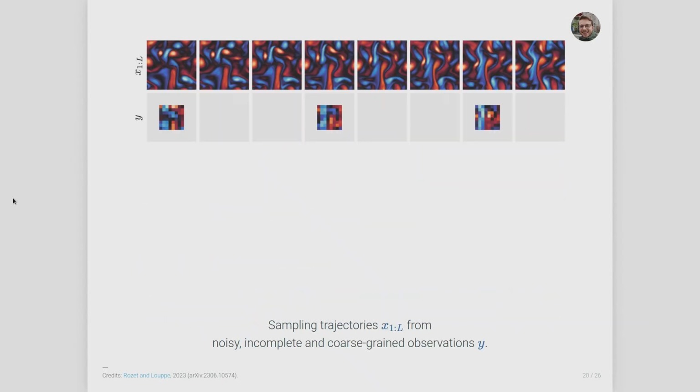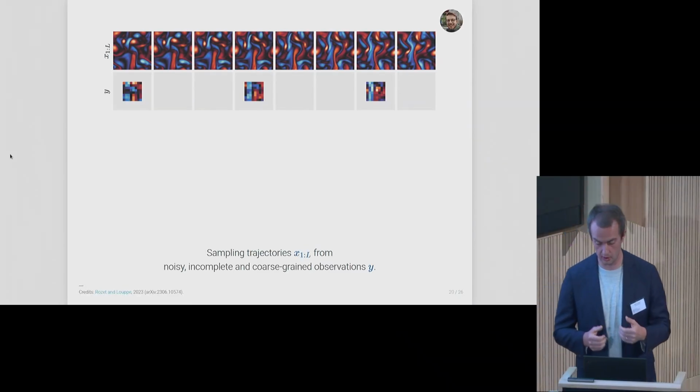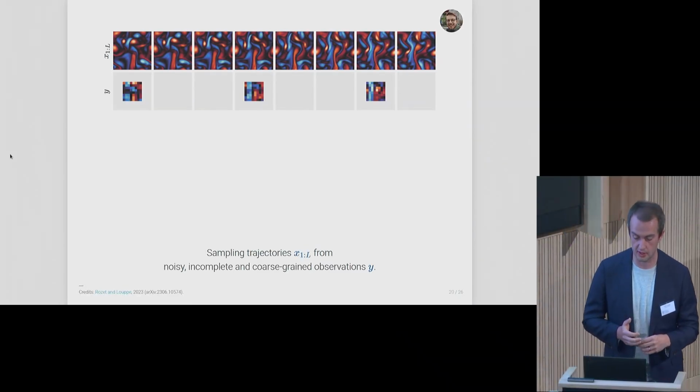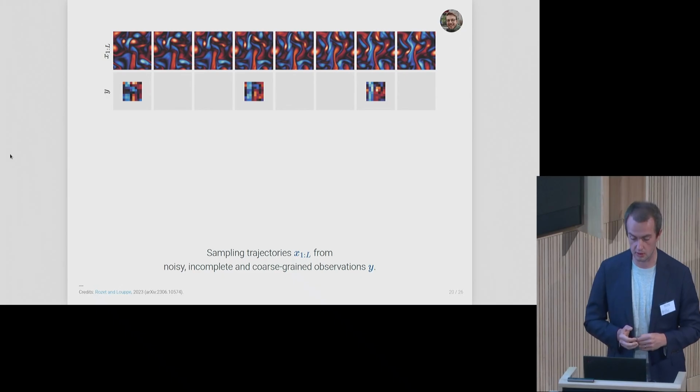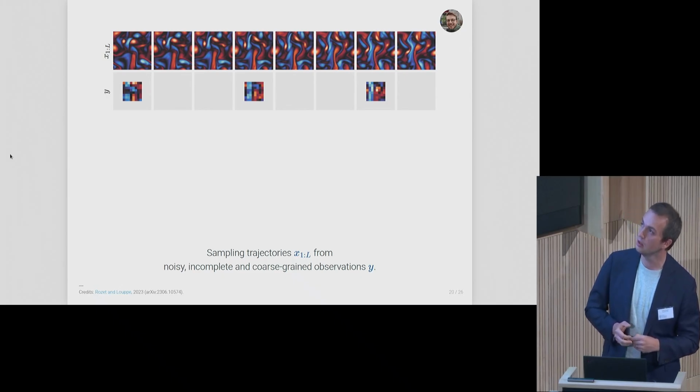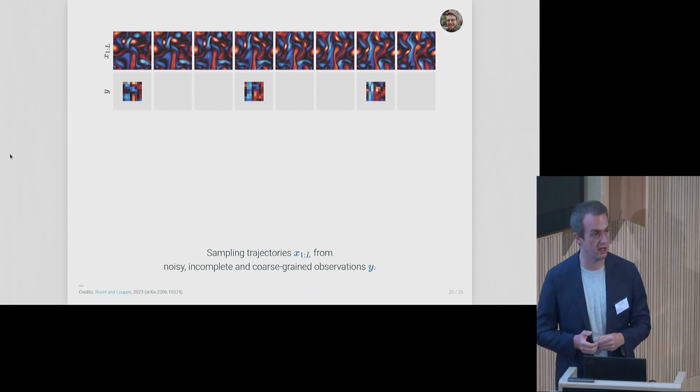So to illustrate this, let's consider this example, which is a toy example of a 2D turbulent flow, which we don't directly observe. We only observe the system from noisy, incomplete, and coarse-grained observations. The top row shows you a ground truth trajectory of this fluid. Then the second row that you see there would be observations that we have about the system.